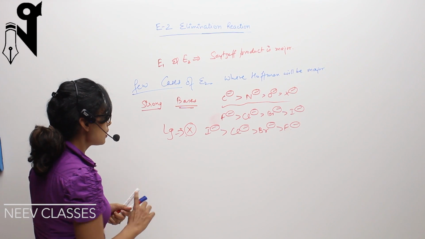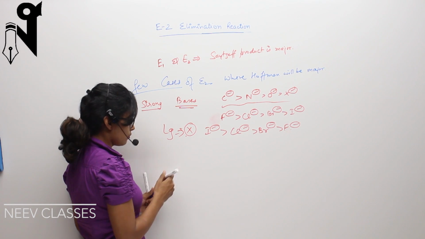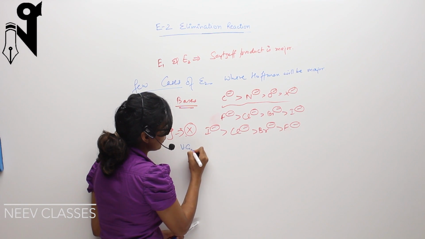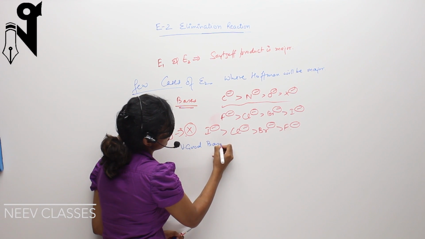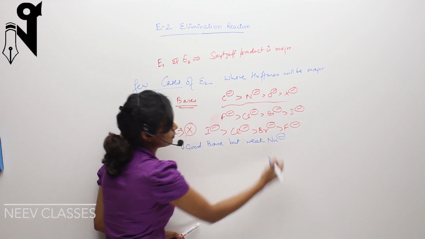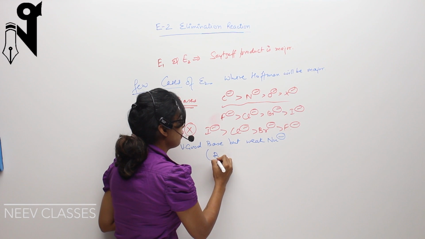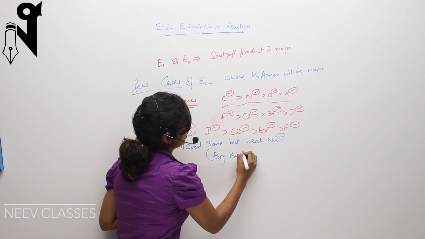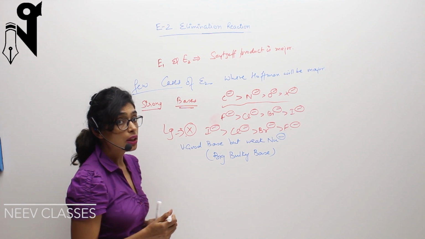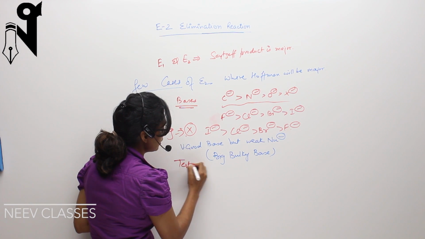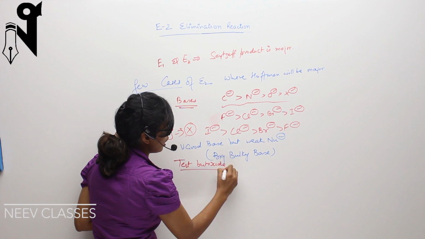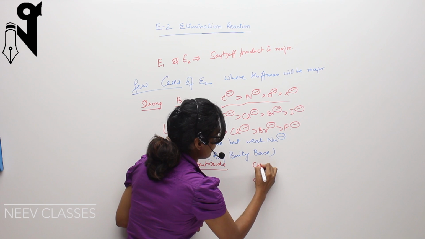So I had told you there is one base which we had spoken about before, which is a very good base but a weak nucleophile, and we also call it a big bulky base. And what is it? Tert-butoxide. That is tert-butoxide. How does it look? It looks like this.